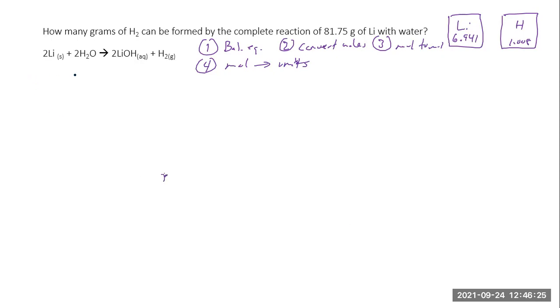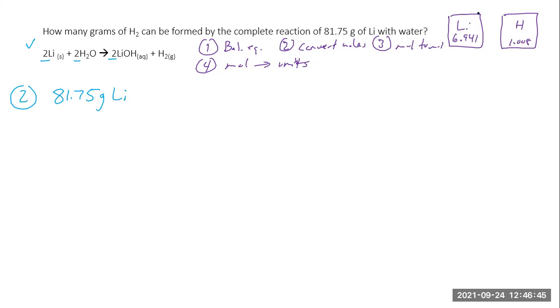Okay, let's take a look. Starting with our first one, balance the equation. I do see coefficients here, and we did it last time, so it is balanced. Next is convert what they gave us. In this particular case, they gave us 81.75 grams of lithium, and we want to convert those to moles, and we do need to do that.